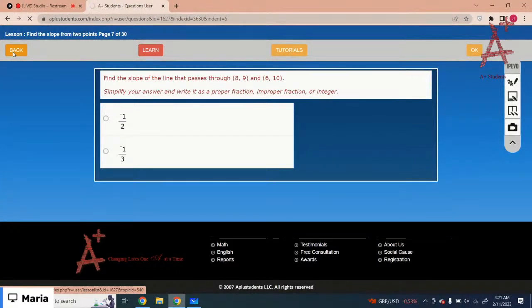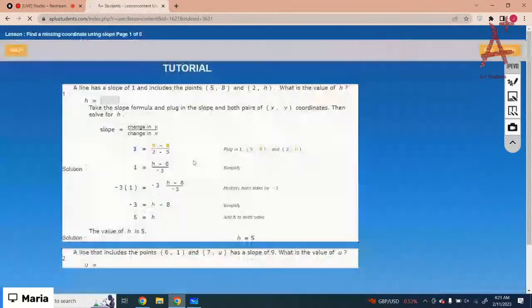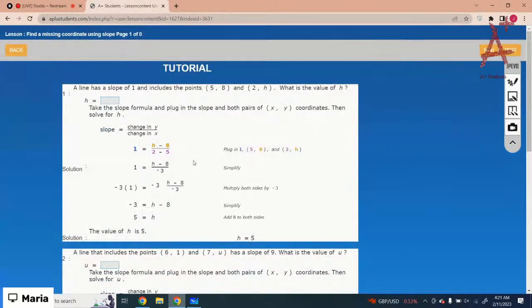And the next lesson is find a missing coordinate using slope. So you are given a slope and a point. You have to calculate the missing coordinates. Got it? Okay, let's just start with the first example.